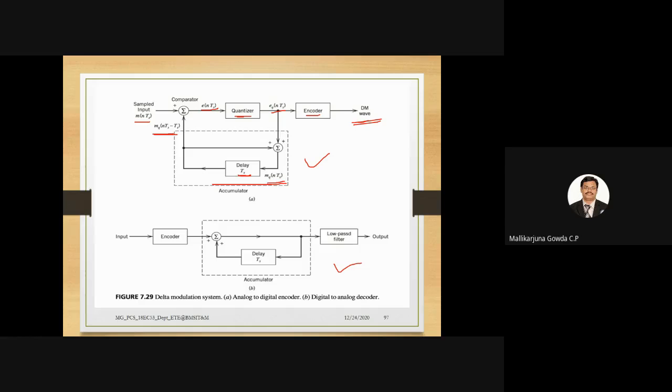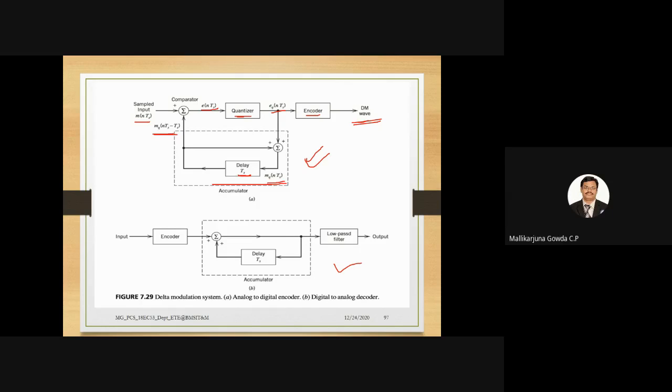That is why I sample the signal at slightly higher than the Nyquist rate, so that the correlation between adjacent samples will be almost similar. To increase the correlation between the adjacent samples, I sample at higher than the Nyquist rate, as I used to tell, right? This is how the delta transmitter works.